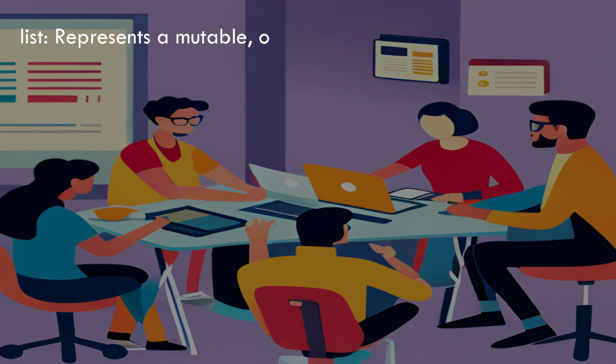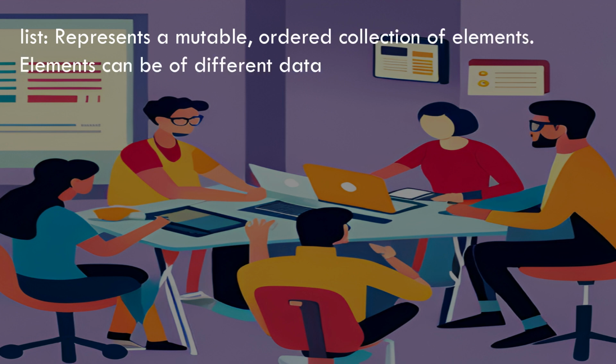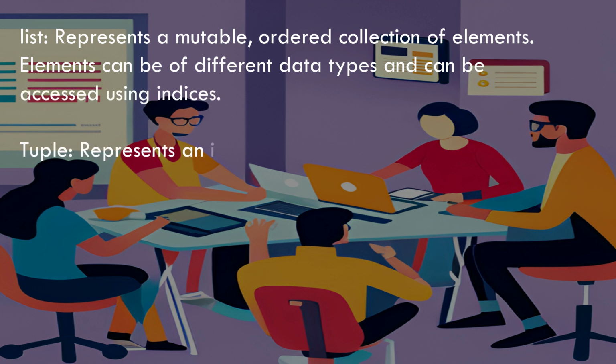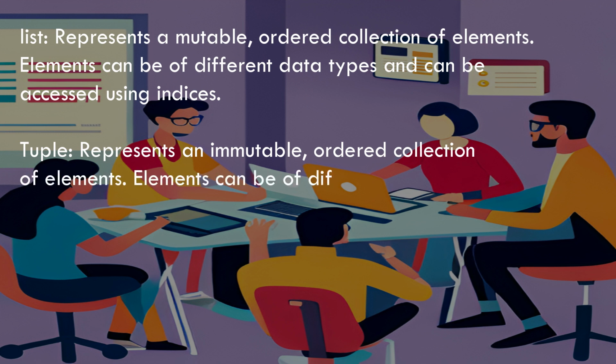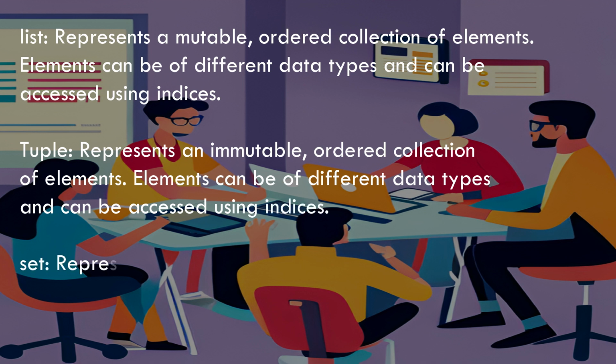List represents a mutable, ordered collection of elements. Elements can be of different data types and can be accessed using indices. Tuple represents an immutable, ordered collection of elements. Elements can be of different data types and can be accessed using indices.